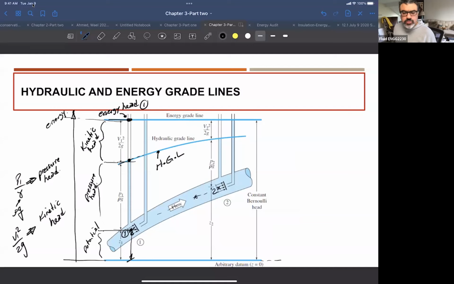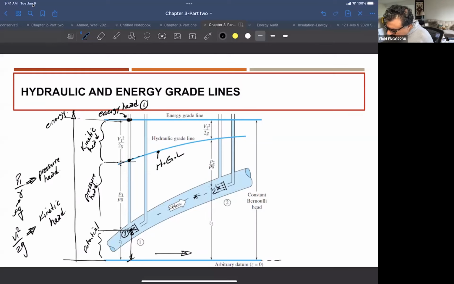Okay, which means that if I plot an XY plot, this direction here is whatever the location of this pipe is, right? So at every single point, the physical location of the pipe will be representing the potential. Now, if I measure the pressure and if I measure the velocity, I can plot a chart that is describing the total energy inside this pipe for the fluid.